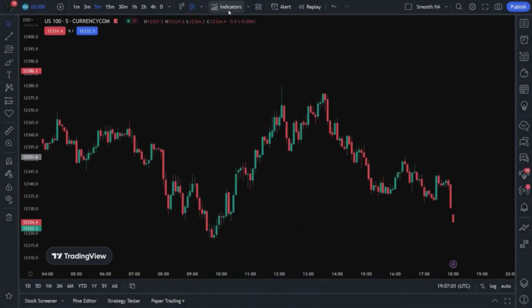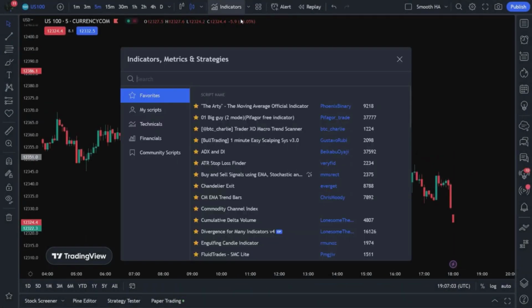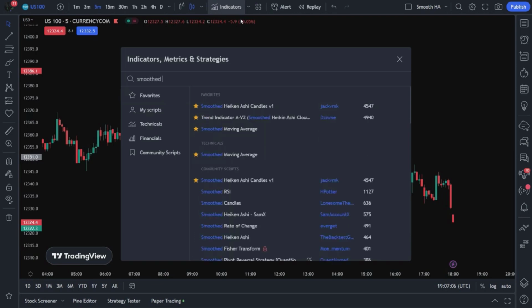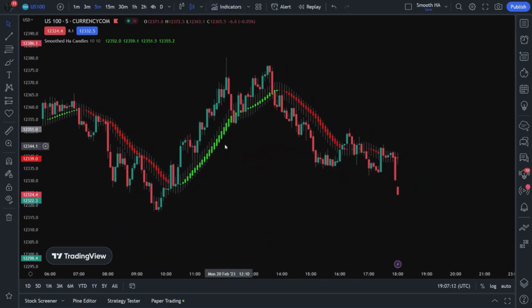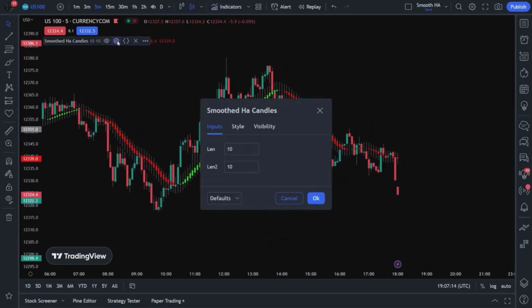First, we want to head over to the Indicators tab on TradingView and search up Smooth Heiken Ashy Candles version 1, created by Jack VMK. This indicator won't be needing any input adjustments, but you may want to adjust it depending on your time frame.